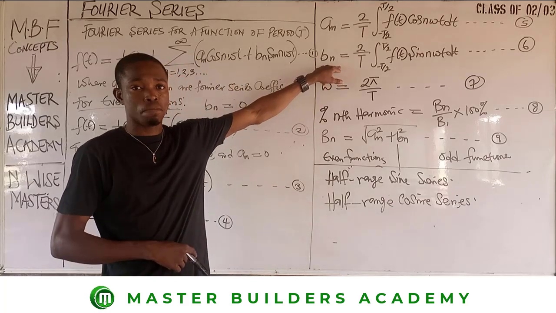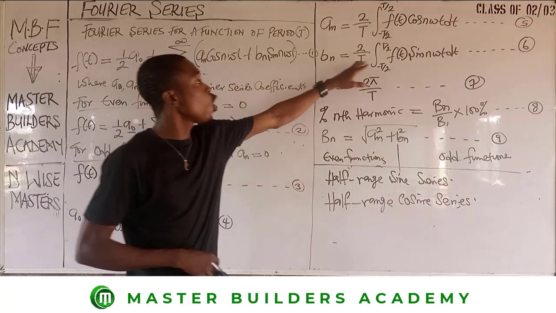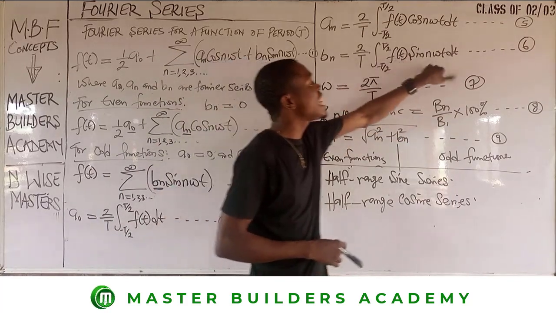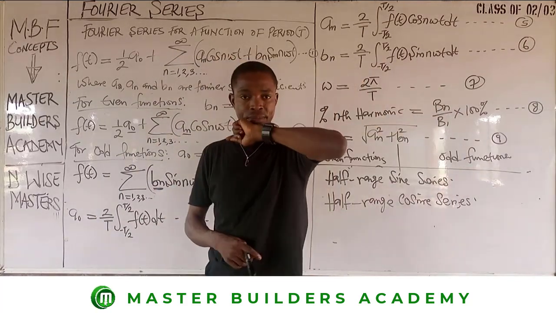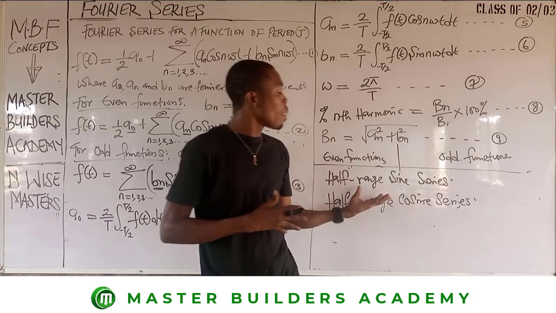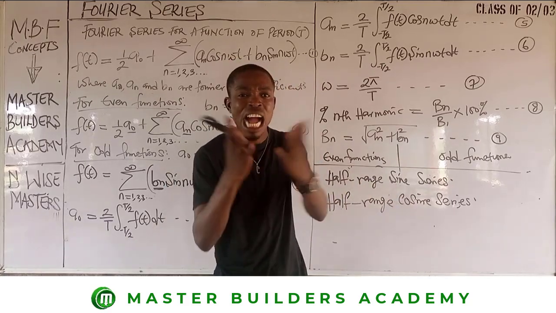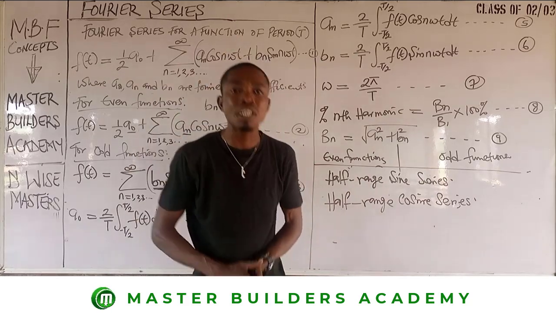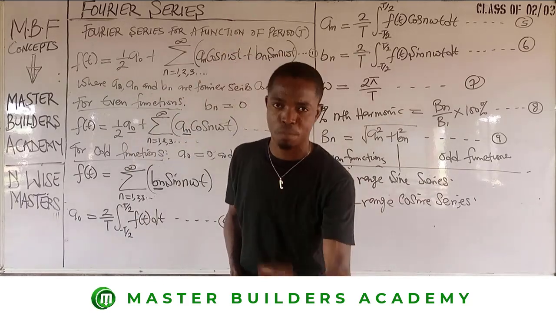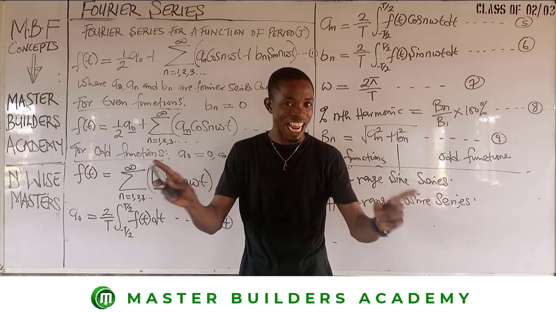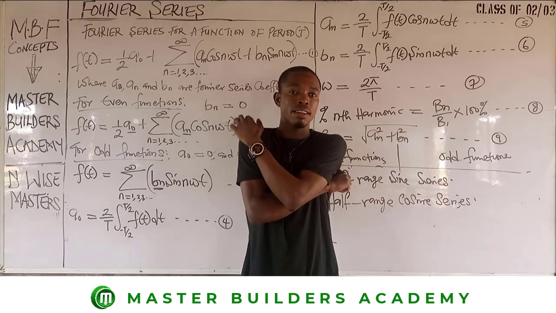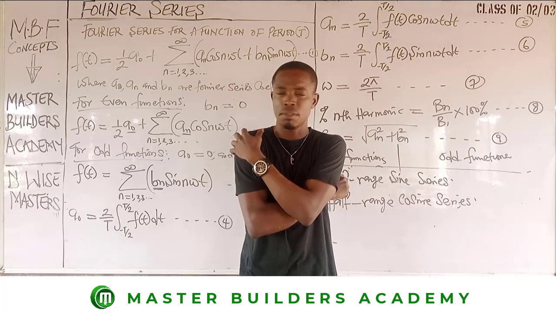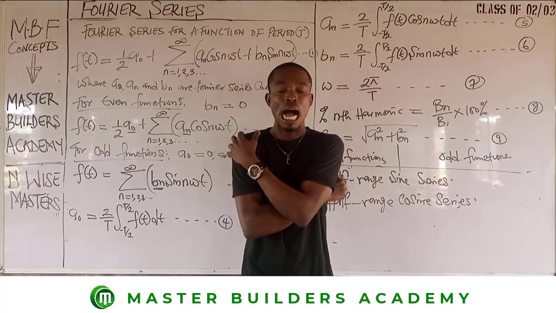So for the half range sine series, it is what? An odd function. This is the only model for Fourier series where you have only sine terms. So this one makes it easier. If the examiner asks you to calculate the half range series, it means you are dealing with an odd function. You get that?